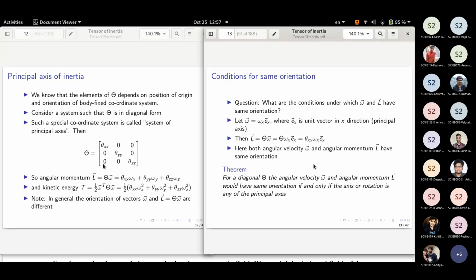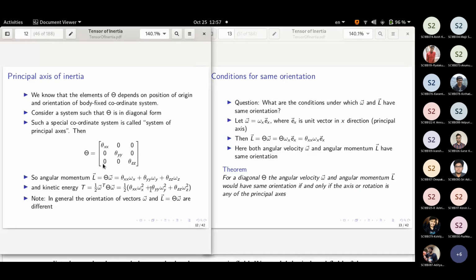So as a result, for a diagonal Theta, the angular velocity omega and angular momentum L will have the same orientation if and only if the axis of rotation is one of the principal axes. Axis of rotation, okay, there's a typo here, axis of rotation. Is this clear? Yes, sir. Yes. This is an important consequence.